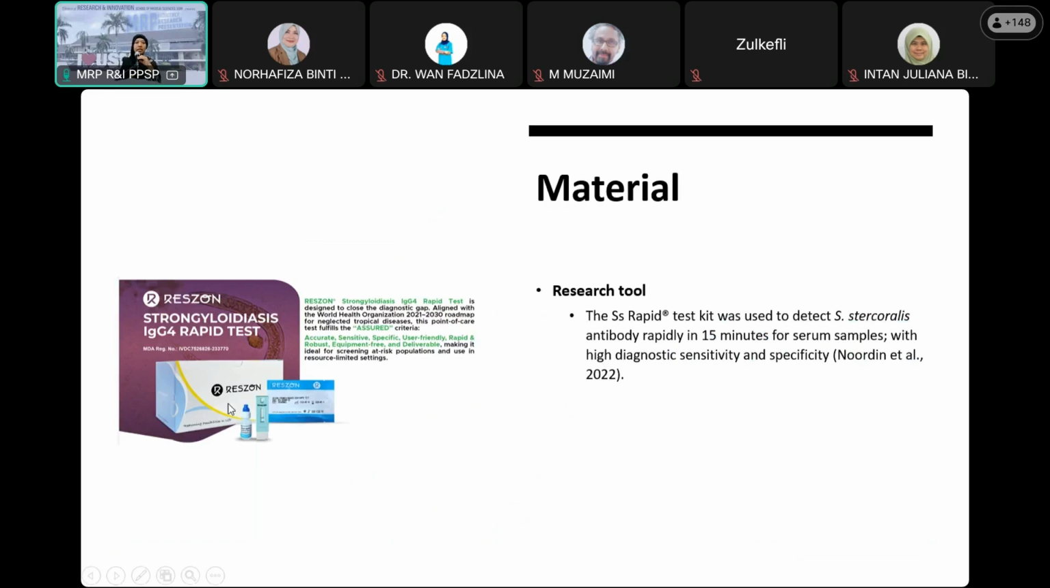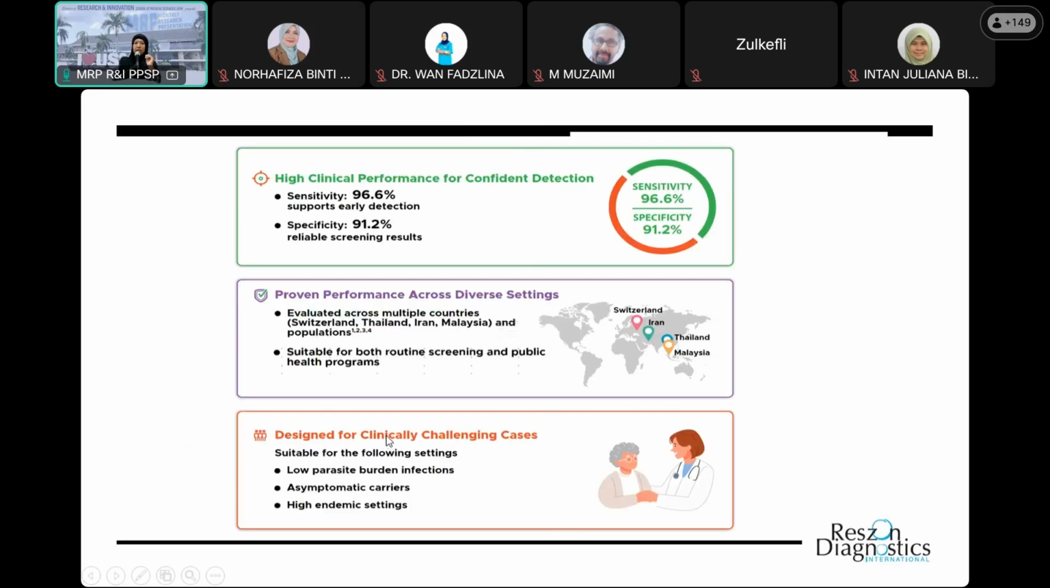For the material, this is the SS rapid kit. It is an ICT method, just like the COVID RTK test that you do. We use serum sample to put into the cassette, and the test will be read in 15 minutes. This kit has high sensitivity and specificity. The sensitivity is 96% and specificity is 91%. The kit has been proven for testing in multiple countries, for example, in Switzerland, Thailand, Iran, as well as in Malaysia. And this ICT is suitable for routine screening and also for public health programs.